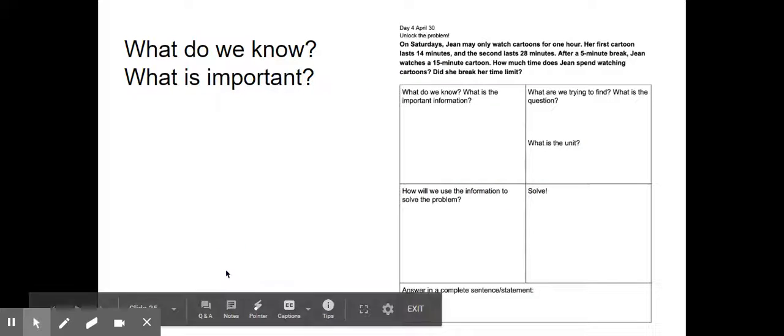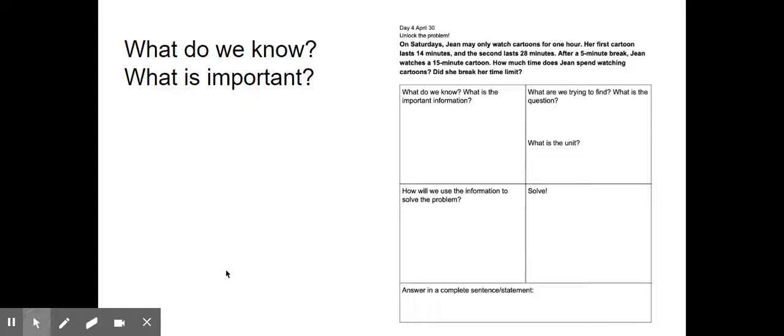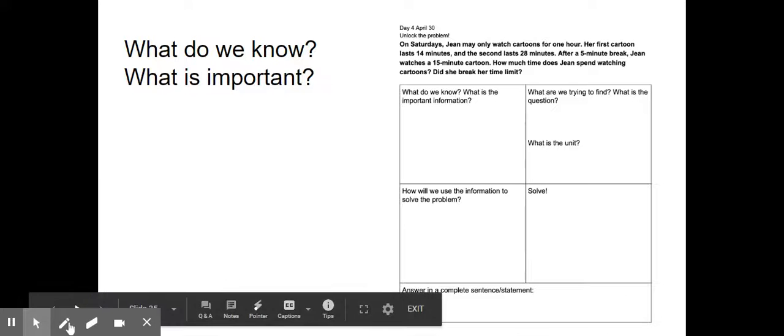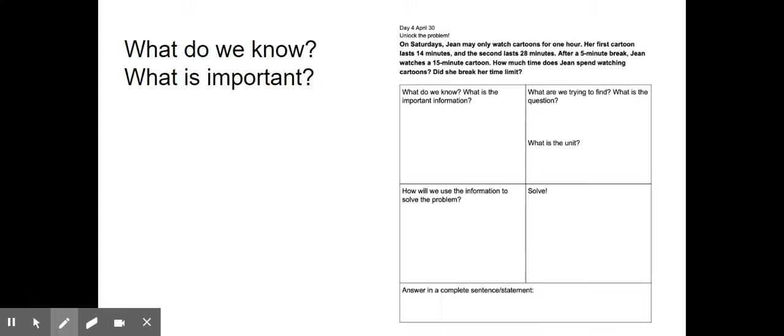The first box on your paper says, "What do we know? What is important?" Pause the video and take a minute to look back in the problem to see what we already know and what you think is important. One thing that I think is important is that she's only allowed to watch cartoons for 1 hour. So I'm going to write down 1 hour because she's only allowed to watch for 1 hour. Then we also know that she watched cartoons. Her first cartoon was 14 minutes.